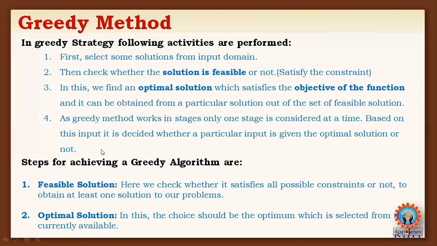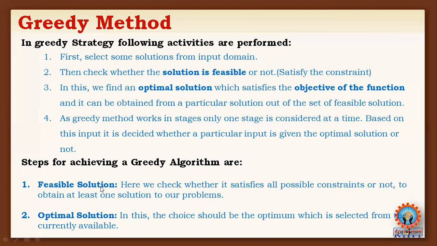So the steps required to achieve the greedy strategy: you need to find two solutions whenever you are working with the greedy algorithm. The solutions are the feasible solution and the optimal solution. Another name for optimal solution is best solution.